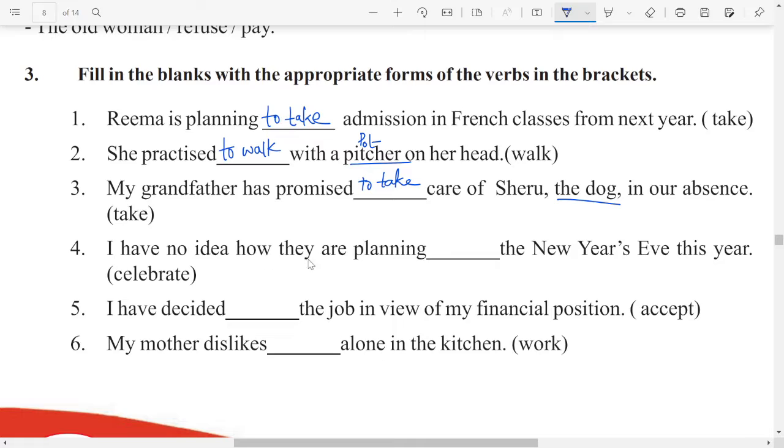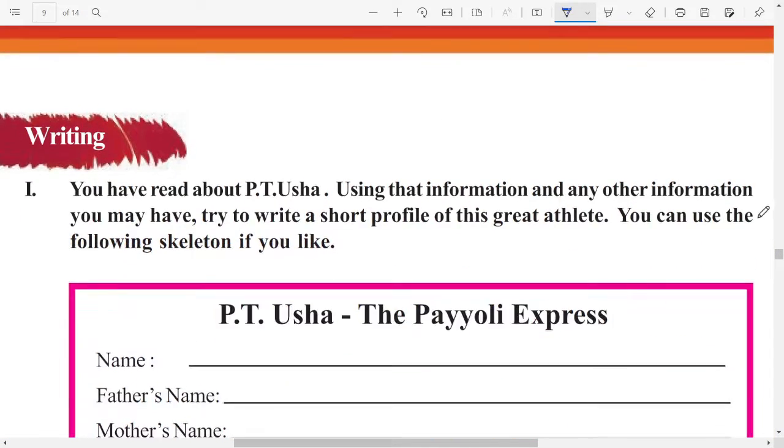Next, I have no idea how they are planning dash the New Year Eve this year. How they are planning to celebrate, that must be used here, to plus V1. Next, I have decided what? To accept. I have decided to accept the job. Next, my mother dislikes, what does she dislike? She dislikes to work. Okay, next one.